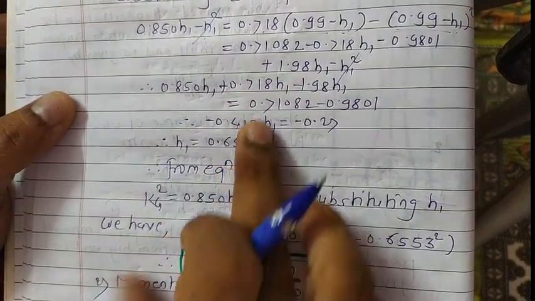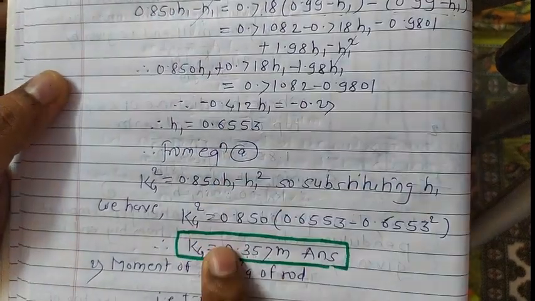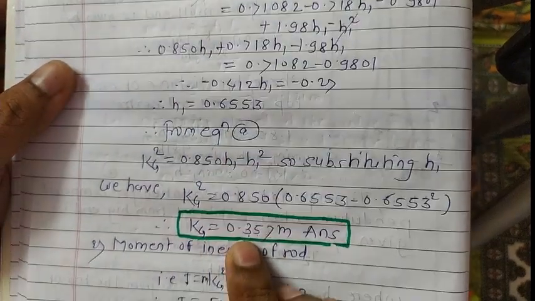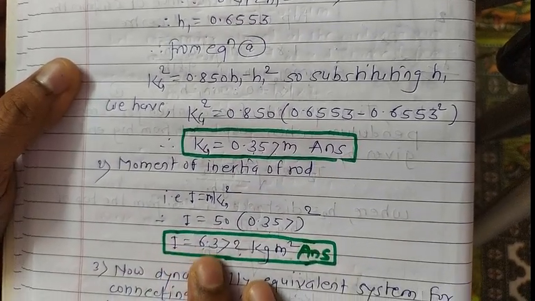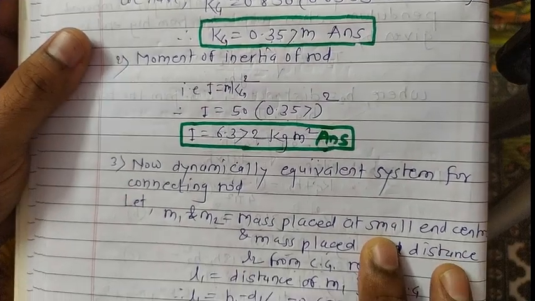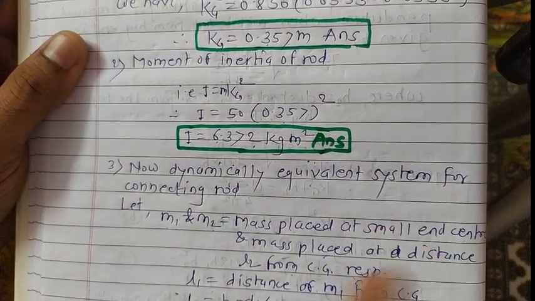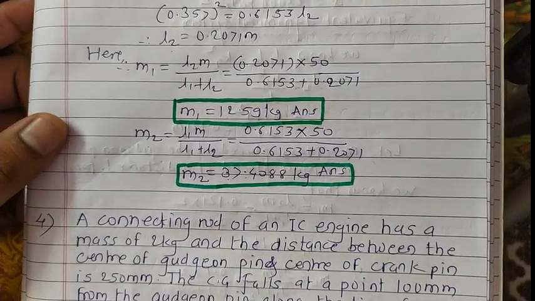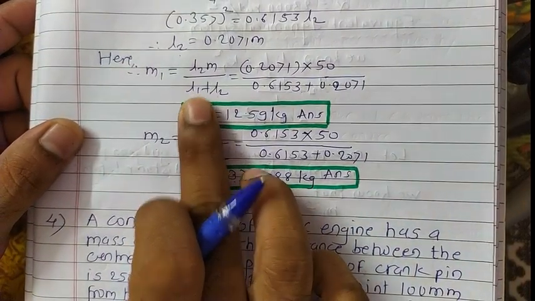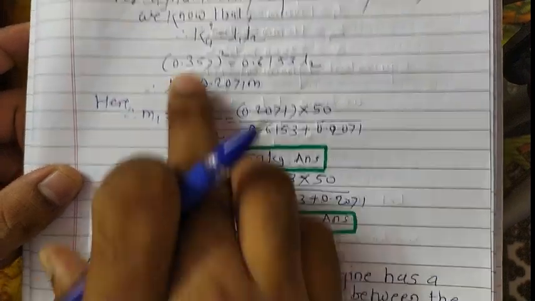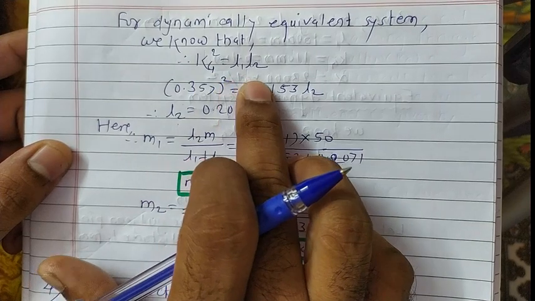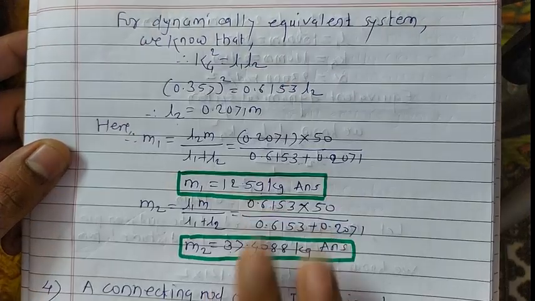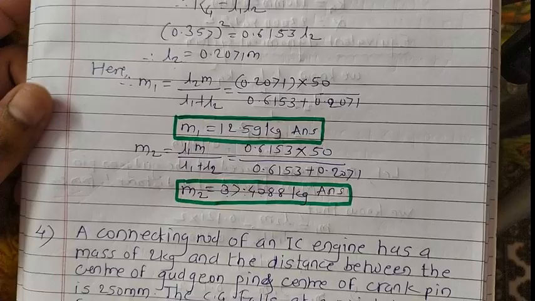Once we solve that, get the value for kg, which means our first task is over. Once we get the value for kg, next get the value for the mass moment of inertia, and the next one is very easy. For the dynamically equivalent system, get the information regarding m1 and m2. For that, L2 can be solved by using the relation kg square equals L1 L2. In this way, try to remember the steps related to this problem.